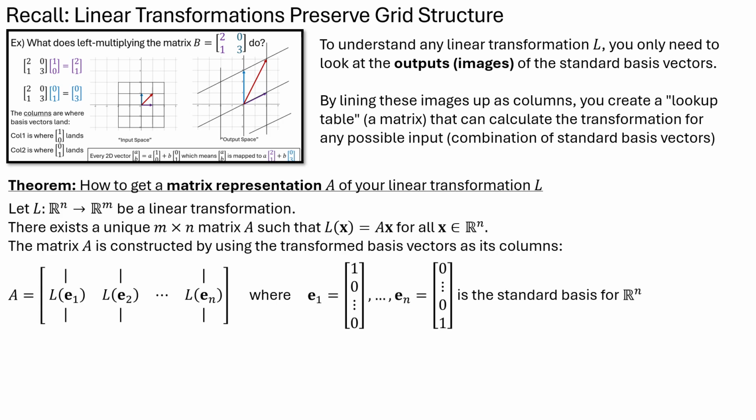So here's the theorem. Let L be a linear transformation from n dimensions to m dimensions. Then there is a specific matrix A that is m by n. Here the number of columns is the dimension of the input space since we're left multiplying. And this matrix, the first column is going to be the output of the linear transformation applied to E1, which is 1, 0, 0, and so on. It's the first standard basis vector. The second column of the matrix A is going to be the output of the second standard basis vector, and so on up until the nth standard basis vector.